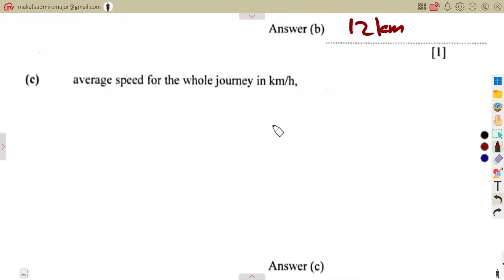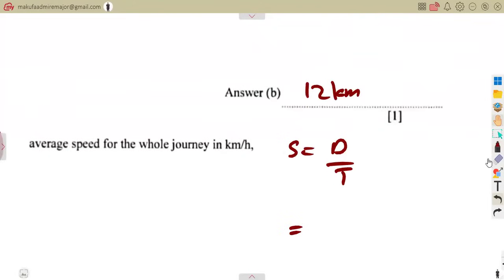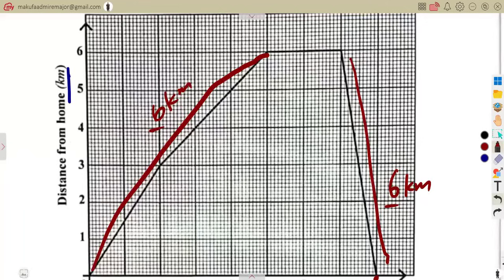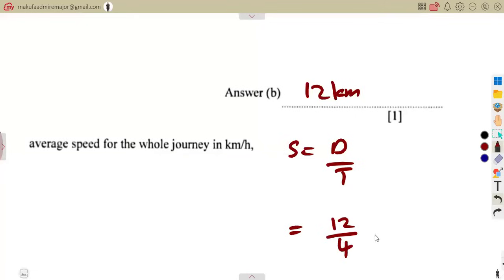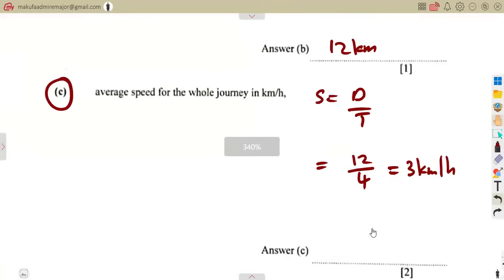Okay. Then the average speed. Remember, average speed is simply distance over the time taken. The distance is already given, we saw it from our diagram. What about the total time? According to our graph, the total time is given here at the end, which is 4 hours. It took 4 hours for everything. So that's 12 over 4, which gives us 3 kilometers per hour. Remember, speed is in kilometers per hour.